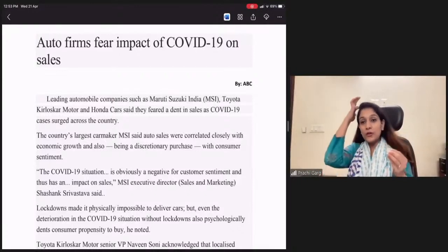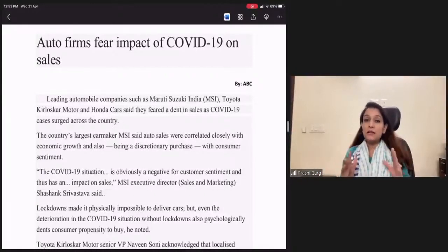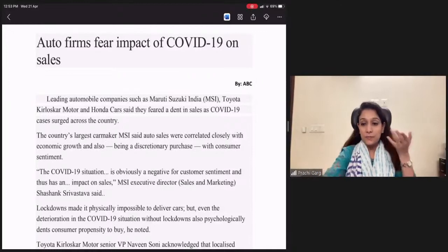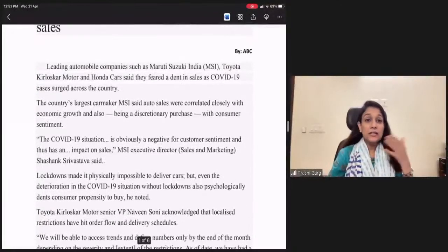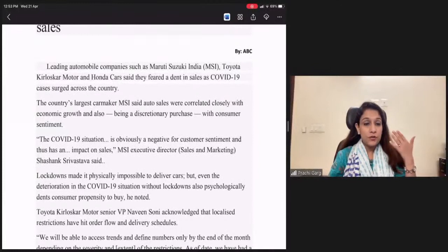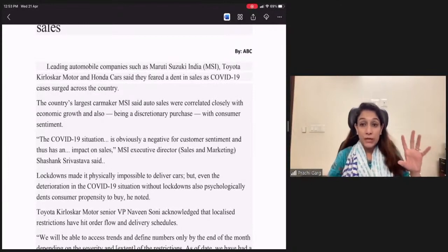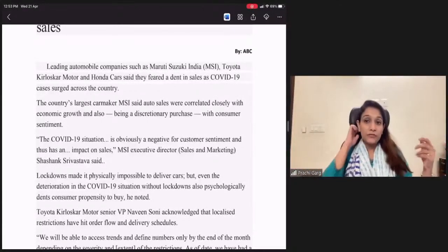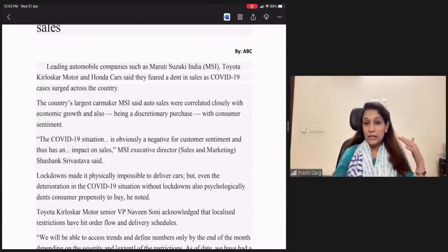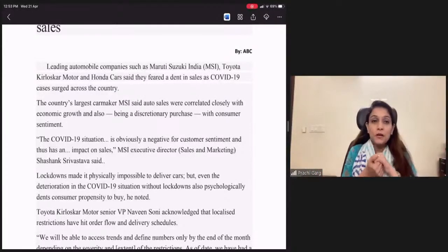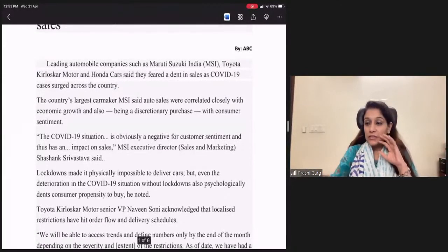All right. So now we get a clear idea that because of COVID-19, this article is going to discuss how the sales of the cars have dropped and how the entire industry is impacted. Leading automobile companies such as Maruti Suzuki, Toyota, Chrysler Motor, Honda Cars said that they feared a dent in sales as COVID-19 cases surged across the country. Of course, right? So this is the introduction, and they have already named some big brands who are fearing the surge in the COVID-19 cases. This is a very current article I just picked up from, I think, tomorrow's or day before yesterday's newspaper. So they are actually feeling that sales will drop.